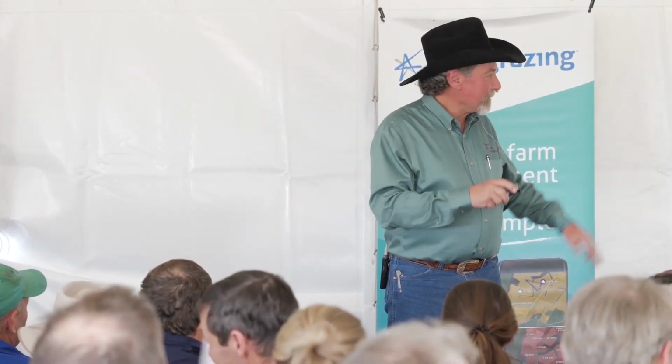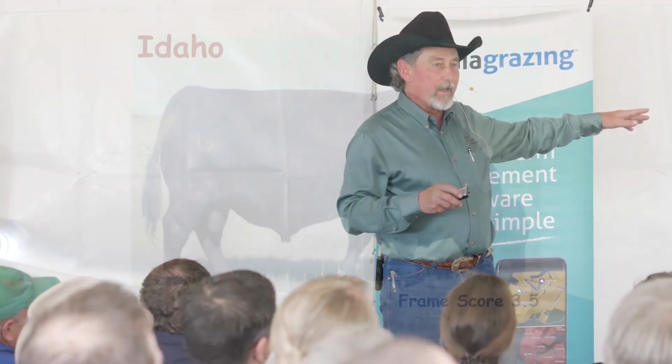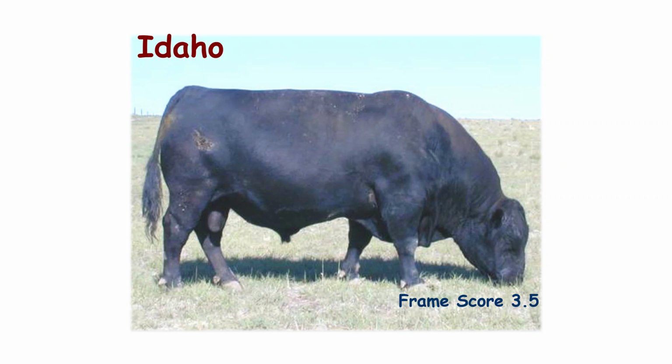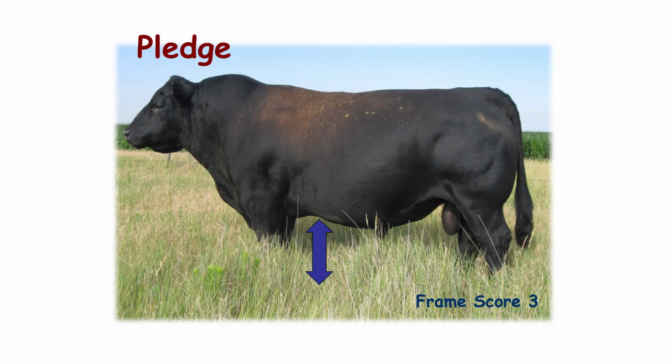Okay. This is a 4-frame bull. Here's a 3.5 frame bull, again weighing over 1,000 kilos. Well over. Here's a 3-frame bull. Still, that bull didn't spend much of his life weighing less than a ton.